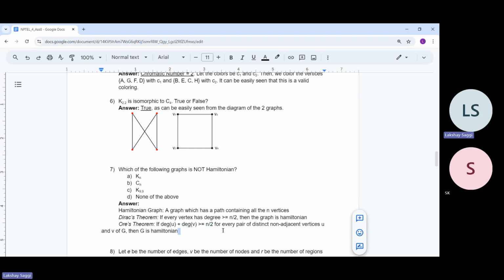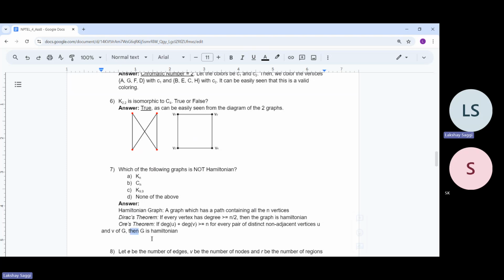Dirac's theorem, I believe, was clear. And what does Ore's theorem say? For any pair of non-adjacent vertices, any pair of vertices which don't have an edge between them, say those two vertices are u and v, if the degree of u plus the degree of v is greater than or equal to n, and this holds for every pair of non-adjacent vertices u and v, then G is Hamiltonian.